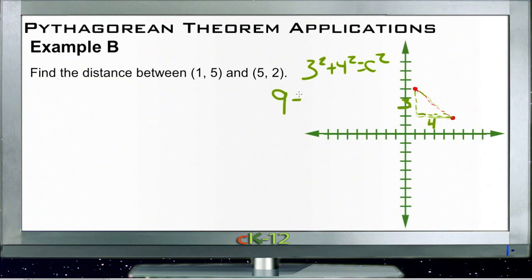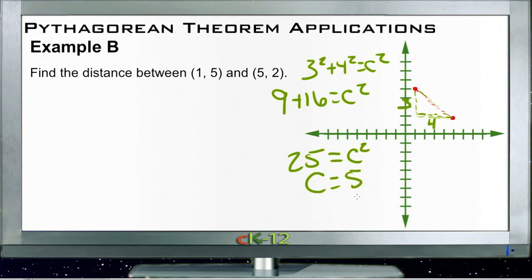So we have 9 plus 16 equals c squared, and 9 plus 16, of course, is 25. If 25 is c squared, then c is 5. So that would tell us that this other side of this triangle would be 5, and that would tell us that the missing side was 5 units long.